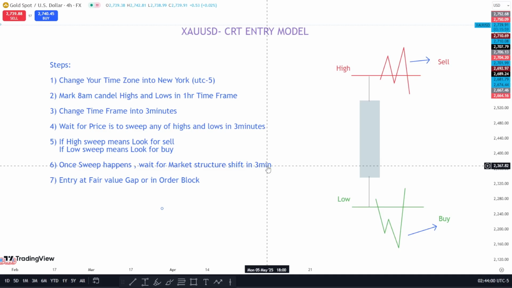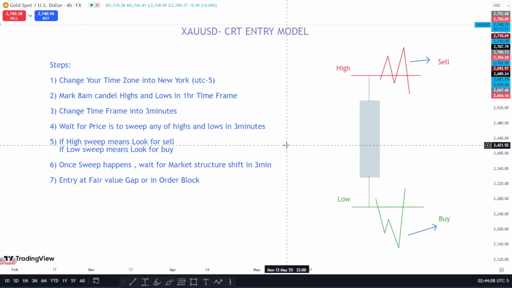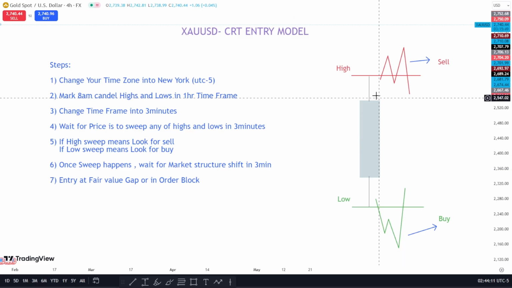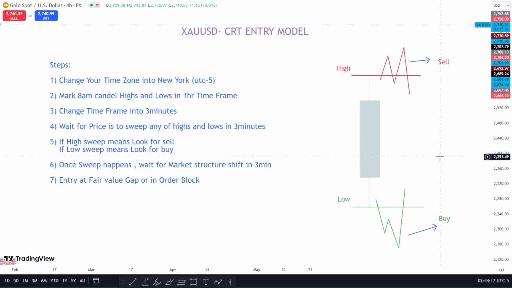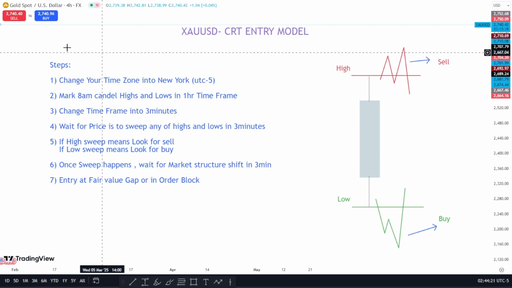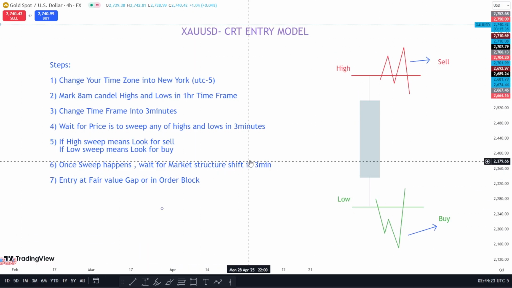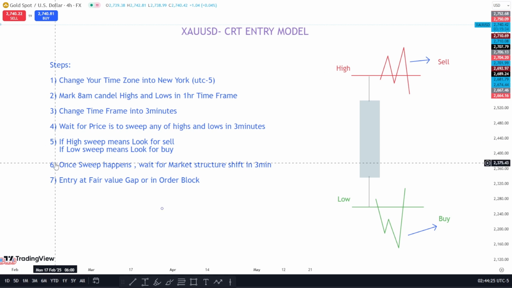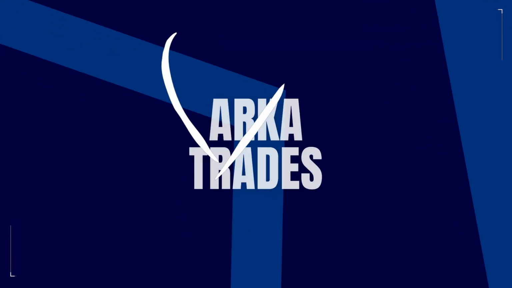So in this video I explain the CRT entry model in the gold pair. Basically, CRT means Candle Range Theory: for a particular candle range, price sweeps any of the highs and lows, and we look for a trade setup. From this concept I will derive the 7 mechanical steps of this model. So okay, let's dive into this strategy.